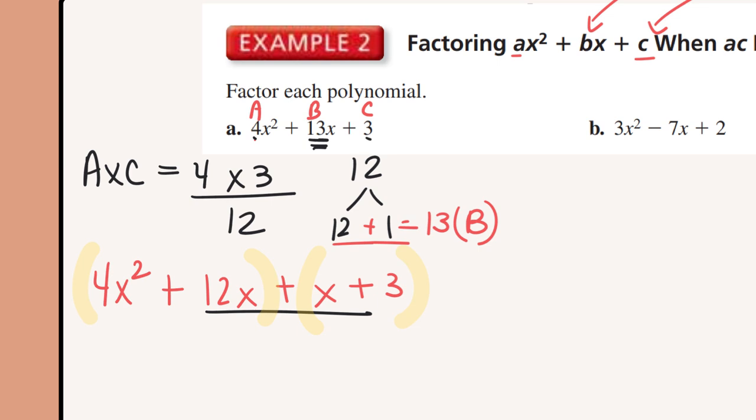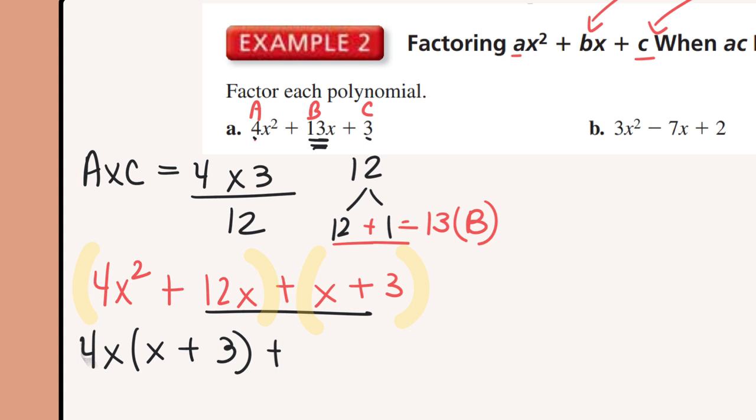And now you're going to see, is there anything that I can factor out in this first binomial, which is 4x squared plus 12x? I can factor out 4x, and I'm left inside with x plus 3, plus x plus 3. Only because there's nothing I can factor out in the second one, correct?